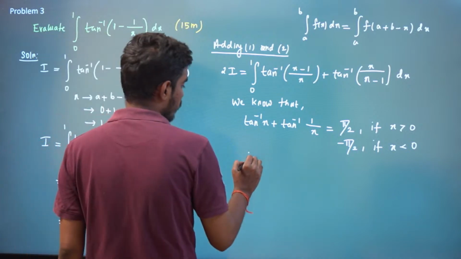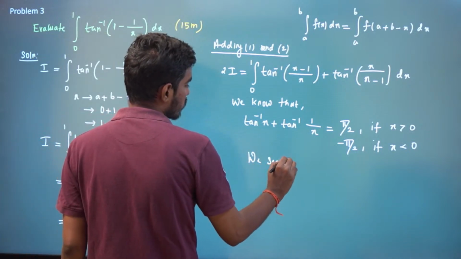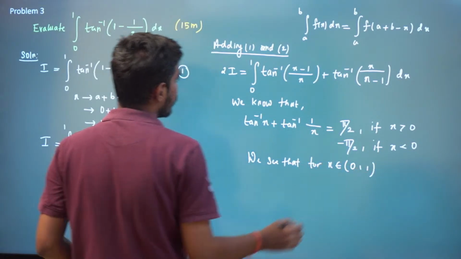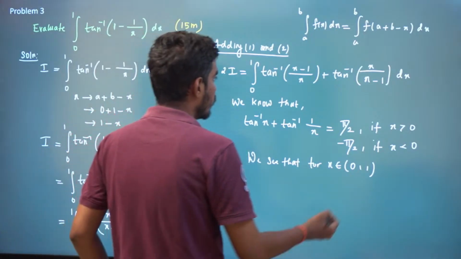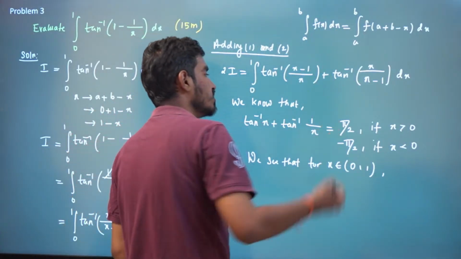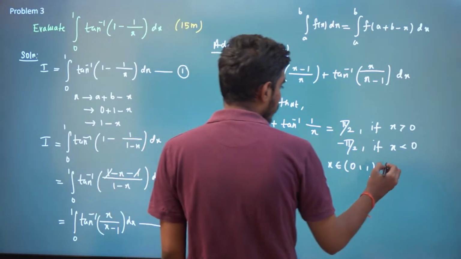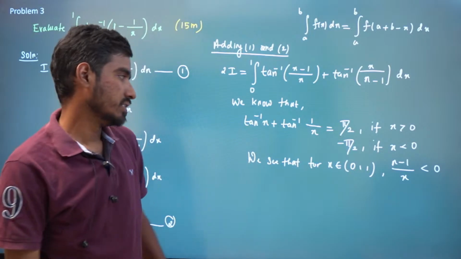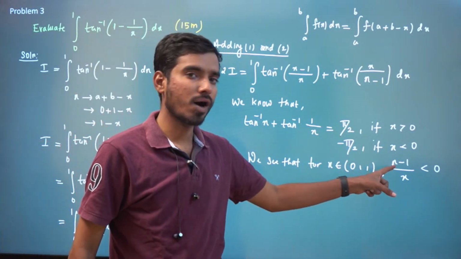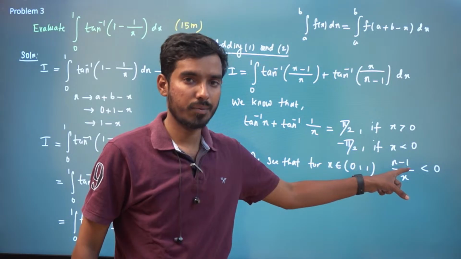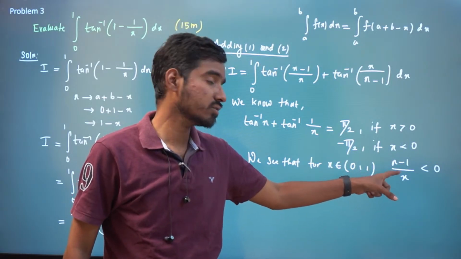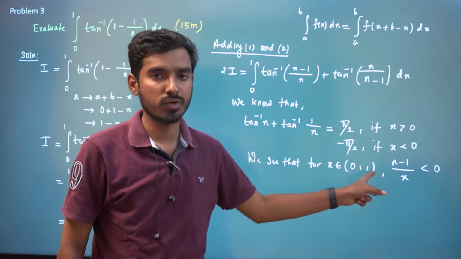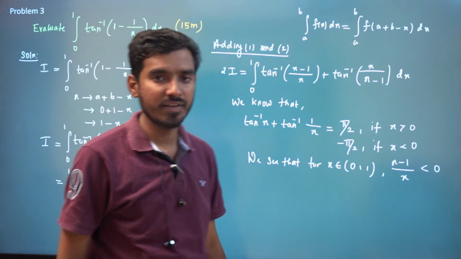Now, we see that for x belongs to 0 to 1. So, here our x belongs to 0 to 1. What about the value of x minus 1 by x? It will be less than 0, right? See, you are subtracting a quantity that is less than 1 from 1. So this numerator is always negative, and this is always positive because you are choosing x from 0 to 1. So, x minus 1 by x is always less than 0.